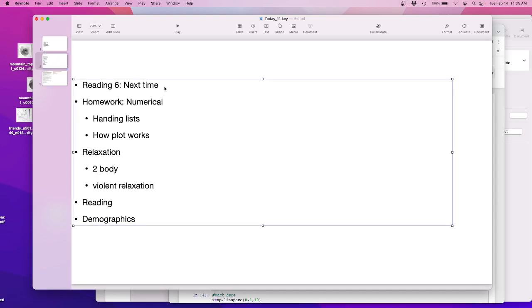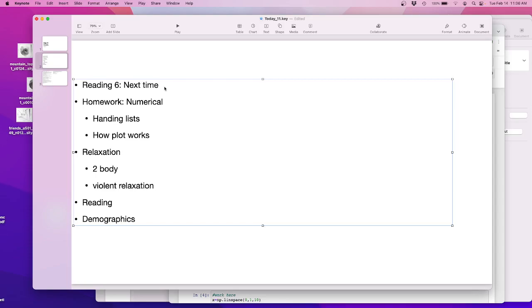So there was a reading that was due last night, and I said I was going to move it, but I didn't do that. So thank you for doing the reading. I'm not going to talk about it till next time, because I'm not going to get to the star formation stuff today. So I'm going to run through the numerical homework, and then I'll talk about relaxation, and then I'll talk about the reading from the demographics.